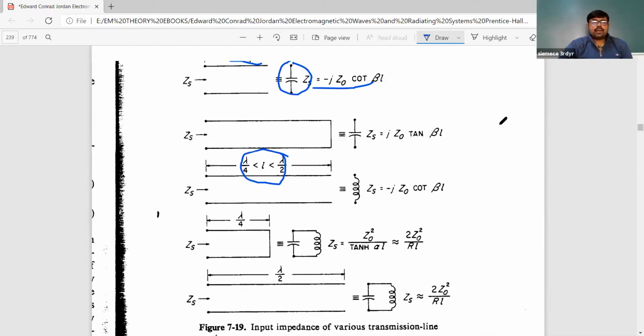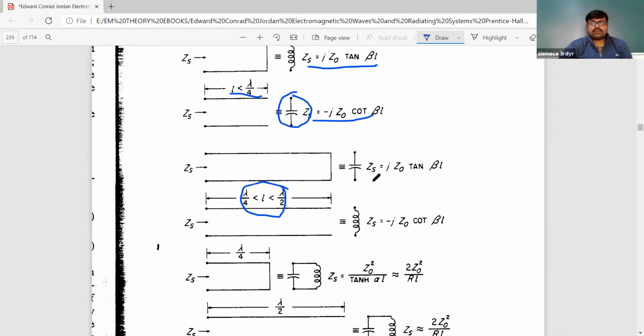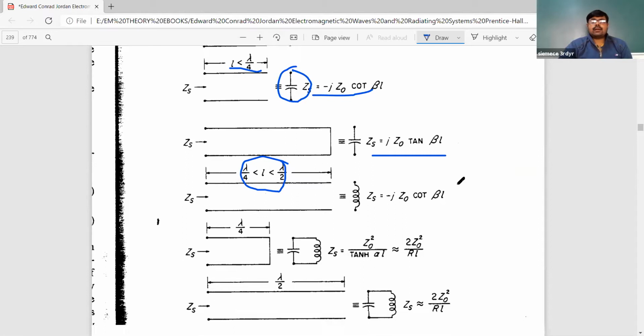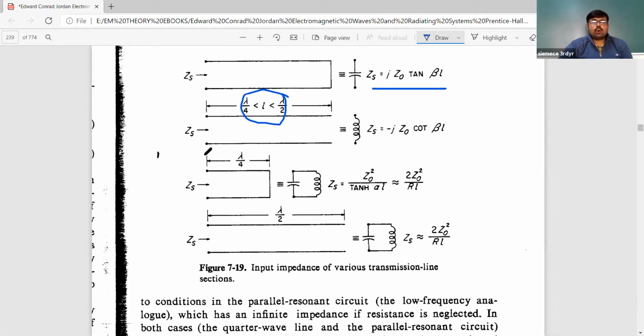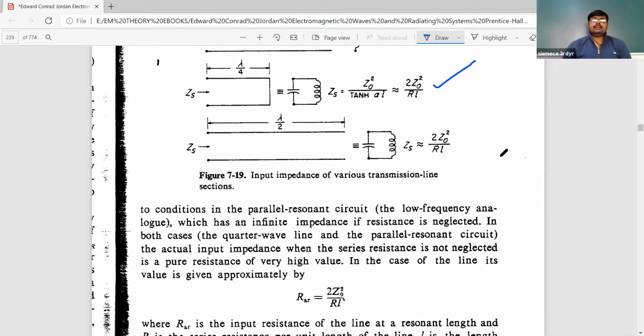Similarly, for the Zs value, we have defined Z equal to plus jZ naught tan of beta L. Next, within the quarter wavelength, that is the lambda by 4 equation, what is the ultimate term? We have written down the expression, twice Z naught by RL, that is the factor we have defined. So the Zs value is nearly equal to Z naught square by RL, and likewise for the half wavelength, the lambda by 2 condition, if you satisfy it.